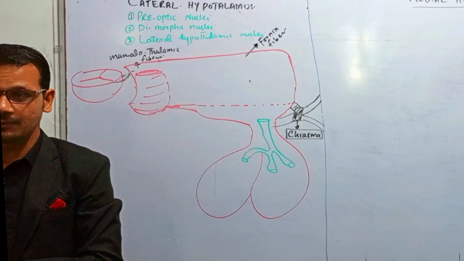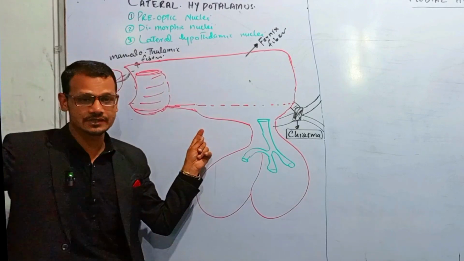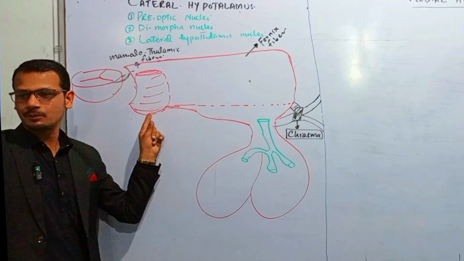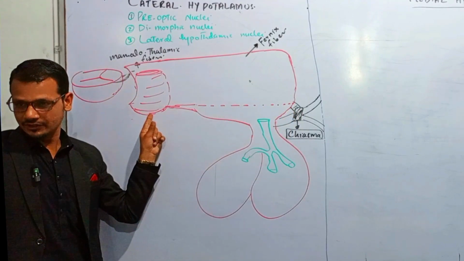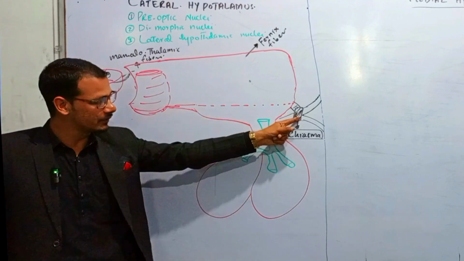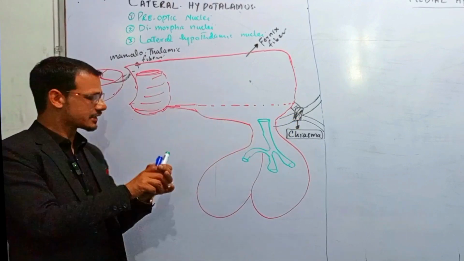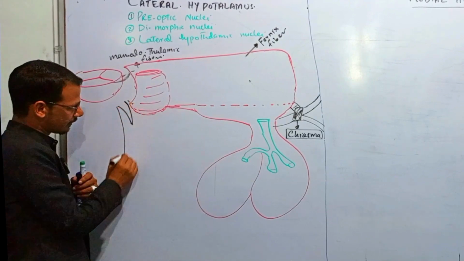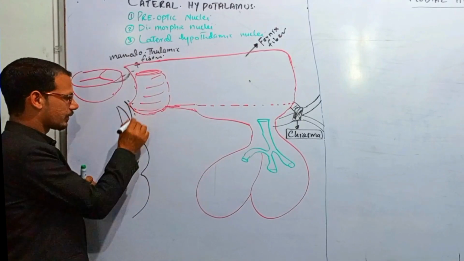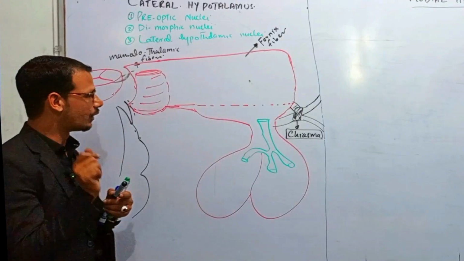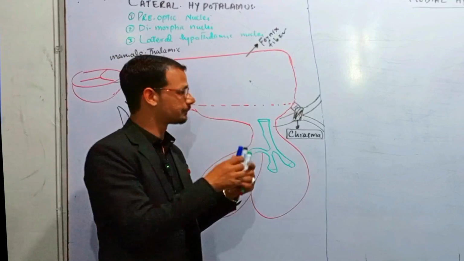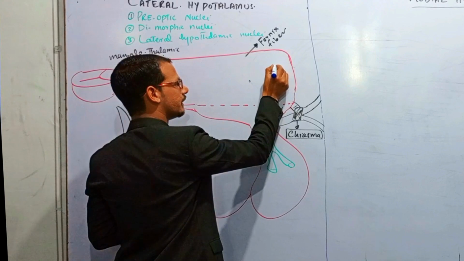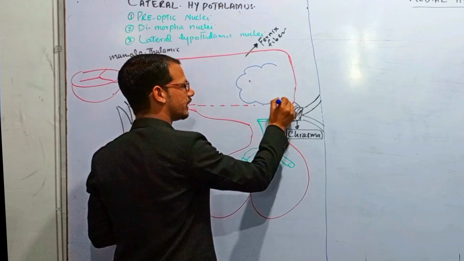Now you can define the hypothalamus as the structure present in between the chiasma and the midbrain. This is the sheet of gray matter which is present in between the chiasma and midbrain, because here we have the midbrain, right? Now the first nuclei is present here, and we can draw this nuclei.